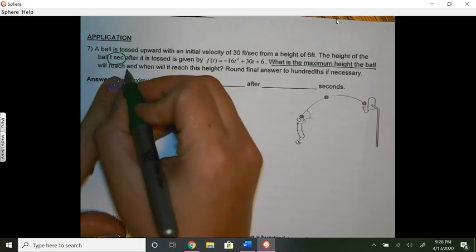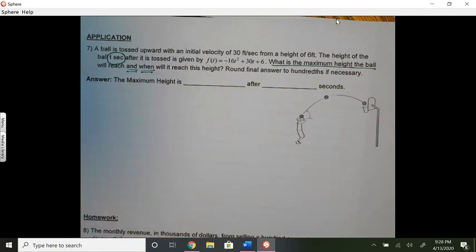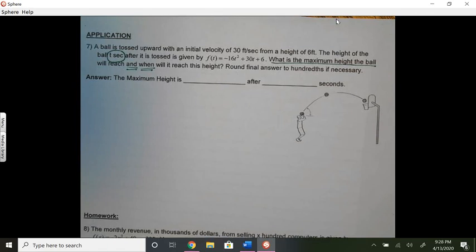And so we're finding two things. And when? So we're finding t as well. When will it reach this height? Round your final answer to the hundredths if necessary.